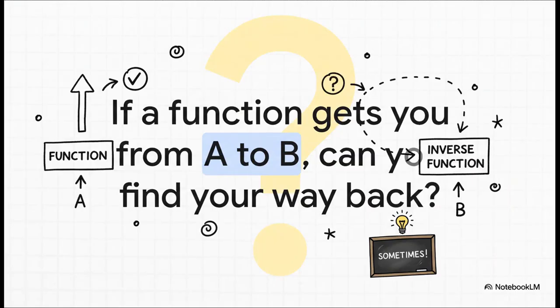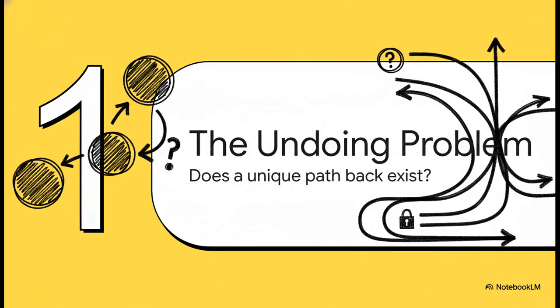It sounds almost too simple, right? A function is basically just a recipe, a set of instructions. If it takes you from point A to point B, shouldn't there be a reverse recipe to get you right back where you started? Well, as we're about to find out, the answer is a really powerful and honestly fascinating sometimes.